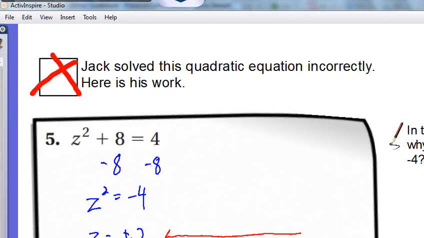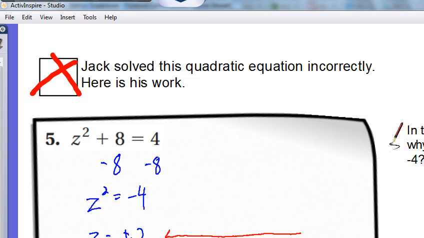Right, so I have plus and minus 2, not... square root of negative 4. What? Can't take the square root of a negative number and get a positive number. Okay, but there's a reason why you can't do that. Because you can't multiply any number by itself to get a negative number.